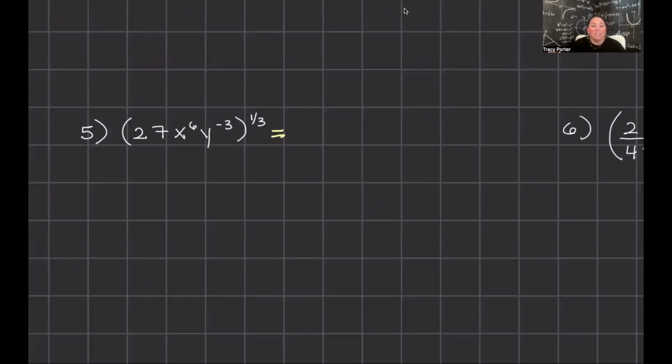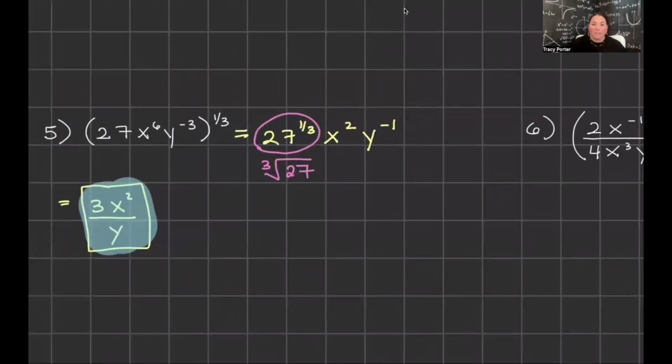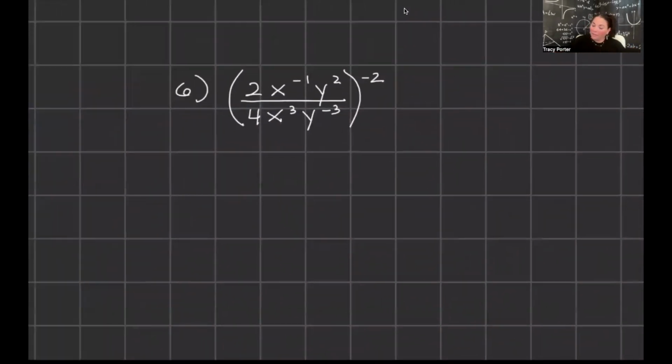So for this one, let's distribute our power. So we're going to have 27 to the 1/3. That's going to be x squared, 6 times a third. And then y, negative 3 times 1/3 is going to be negative 1. And just as a reminder that this part really just means the cube root of 27. So that's going to become 3x squared, and then the y will be in the denominator. Okay. And finally, problem number 6.